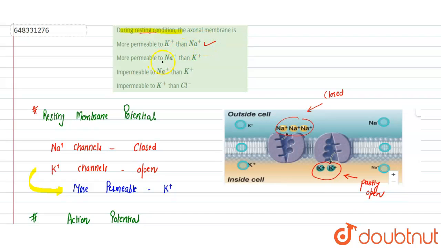Yes, correct. More permeable to sodium is incorrect, because sodium channels are completely closed. Impermeable to sodium than potassium is incorrect. Impermeable to potassium than chloride is also incorrect. Option A is correct. Hope you get it.